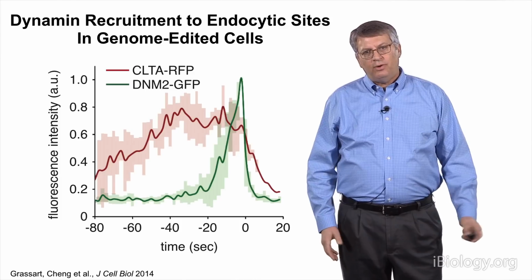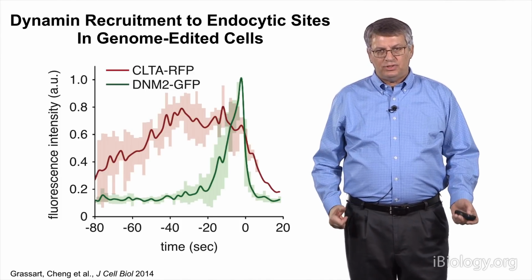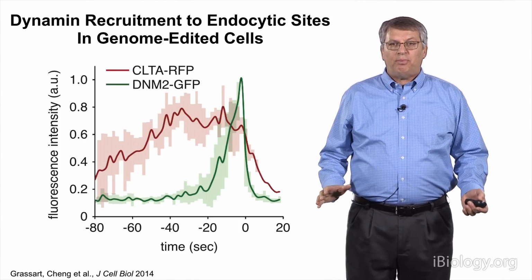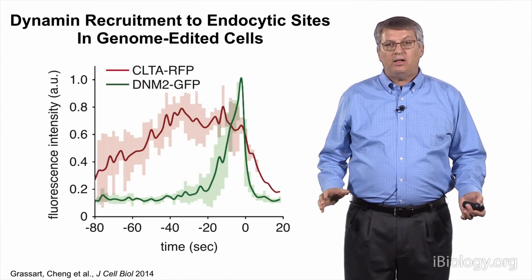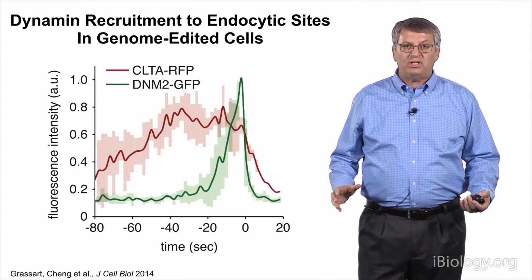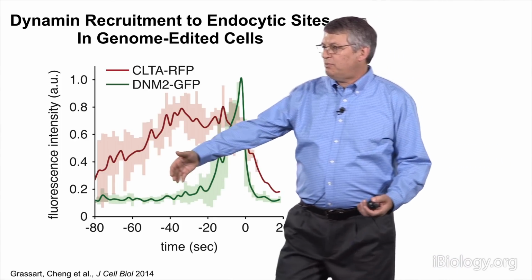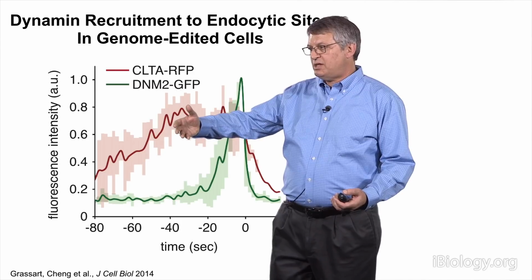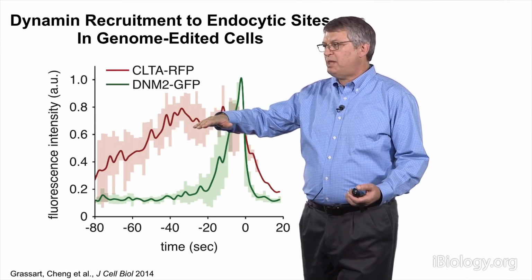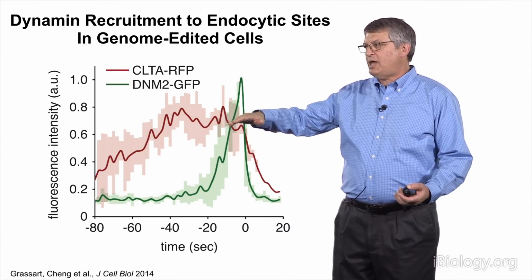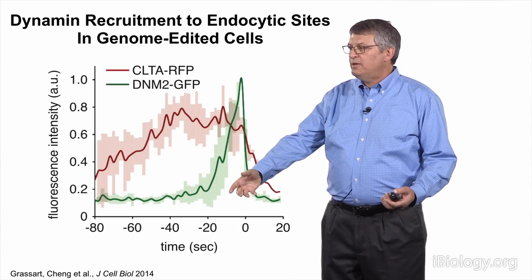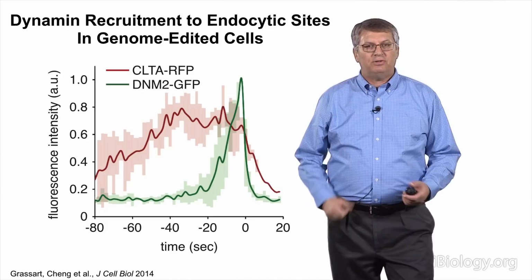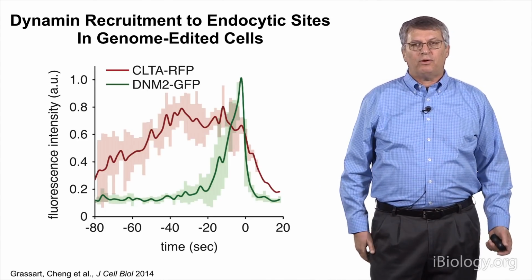Okay, and so from using these genome-edited cells, we could average endocytic events and come up with a very nice kinetic profile of the formation of endocytic vesicles. And so what we see in red is the appearance of clathrin. It increases as the clathrin coat assembles. It reaches a plateau, and then only after clathrin plateaus, there's a spike of dynamin assembly. And then both proteins disappear together as an endocytic vesicle forms.